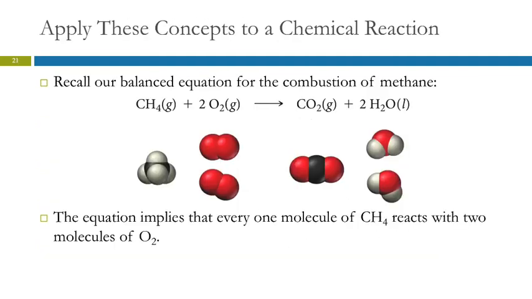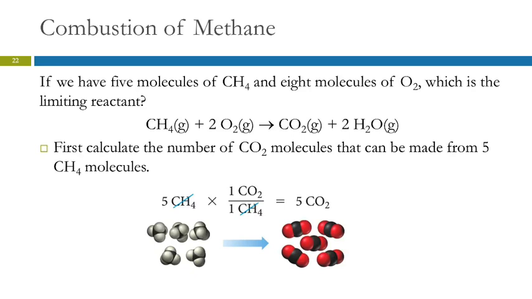So let's apply these concepts to a chemical reaction. We're going to go back to the combustion of methane, which we looked at when we were learning how to balance equations. So here's a balanced chemical equation, and here are space-filling models of these. For every 1 molecule of methane, we need 2 molecules of oxygen in order for the reaction to proceed. If we only had 1 molecule of oxygen, nothing would happen. We can't have half of a molecule react. So if we have 5 molecules of methane and 8 molecules of oxygen, what are we going to end up with?